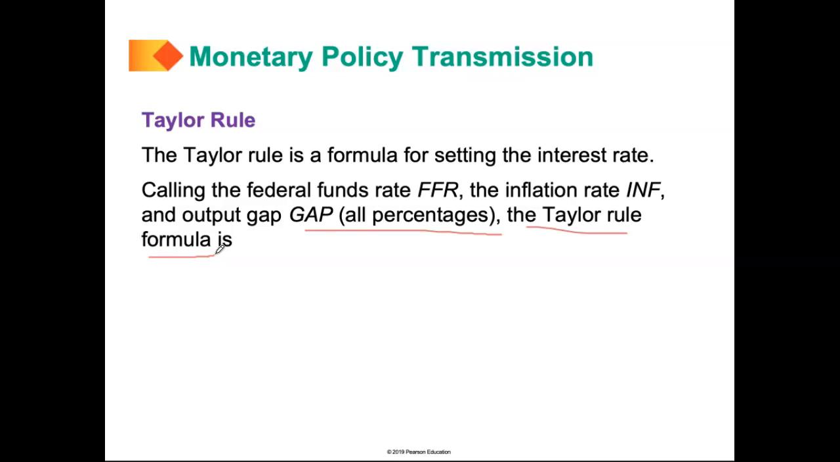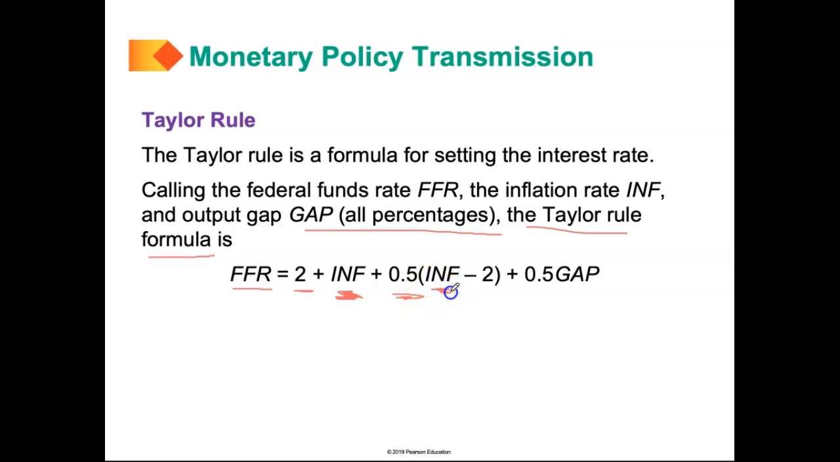John Taylor has already done that for you. The Taylor rule formula is basically giving us that the federal funds rate should equal 2 plus the inflation rate, which is current in the economy, plus 0.5 times the inflation rate minus 2, plus 0.5 times the output gap.